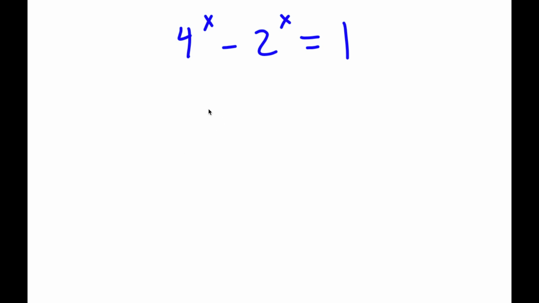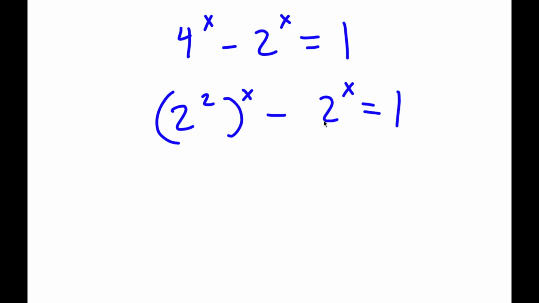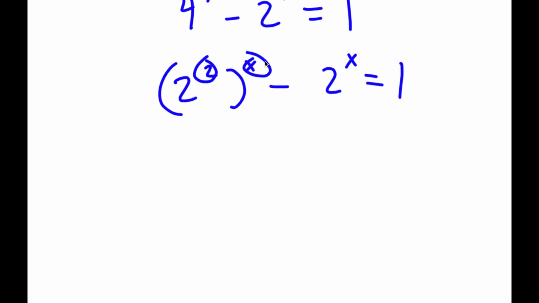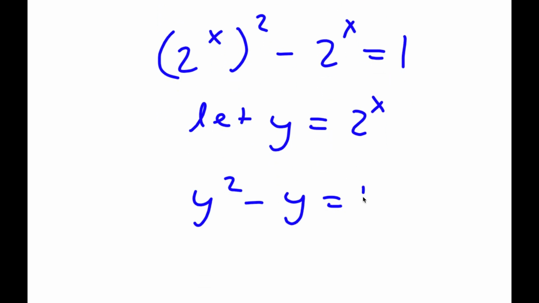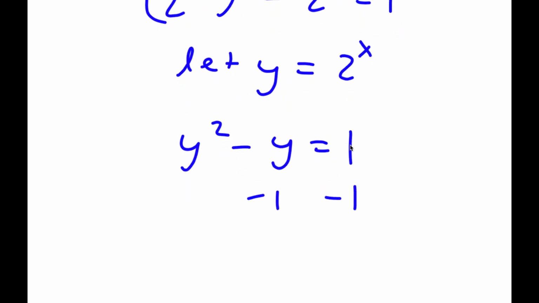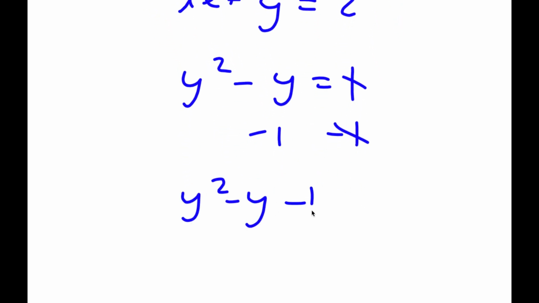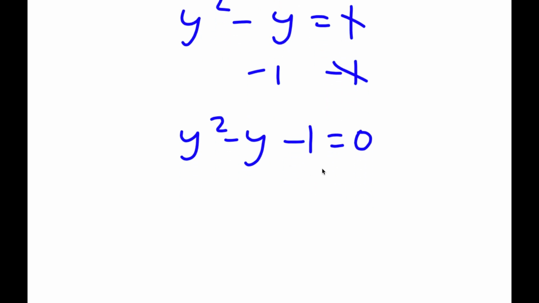Alright, so in this problem, I have 4 to the power of x minus 2 to the power of x is equal to 1. To solve this, I'm going to first rewrite 4 to the power of x as 2 squared to the power of x, because 4 is 2 squared, minus 2 to the power of x is equal to 1. Now, I can switch the places of these two exponents, so now I have 2 to the power of x to the power of 2, minus 2 to the power of x is equal to 1. Now, I'm going to let y equal 2 to the power of x. So now I have y squared minus y is equal to 1. Now all I have to do is subtract 1 on both sides, and I get y squared minus y minus 1 is equal to 0. So now I have a quadratic equation to solve.